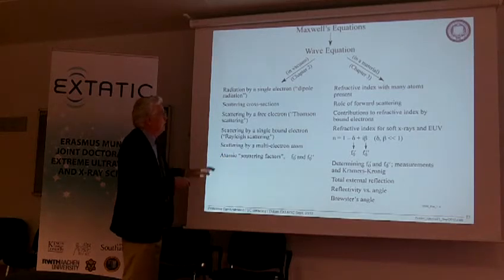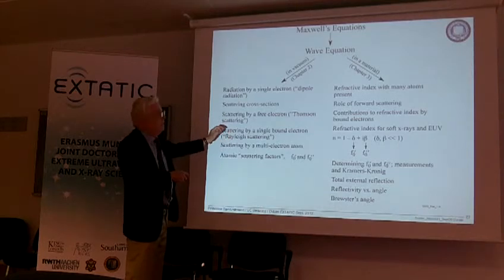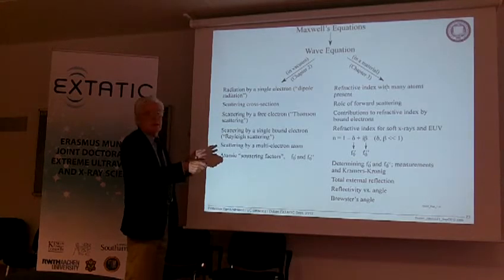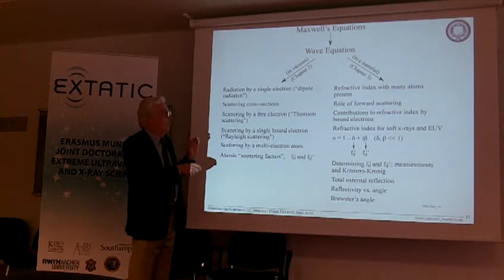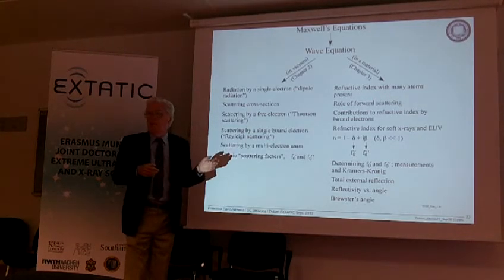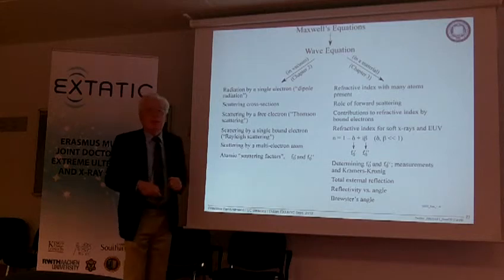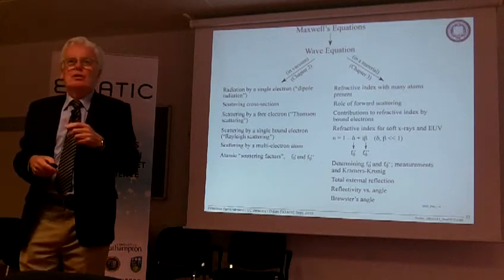So that was individual scattering centers. What about if you have a whole bunch of them? Here you didn't have a refractive index. Now you have a refractive index associated with many atoms. There's a special role for forward scattering. A lot of things simplify, and you'll see why. And what's the role of the bound electrons? And how do you get a refractive index which is a little bit less than unity?